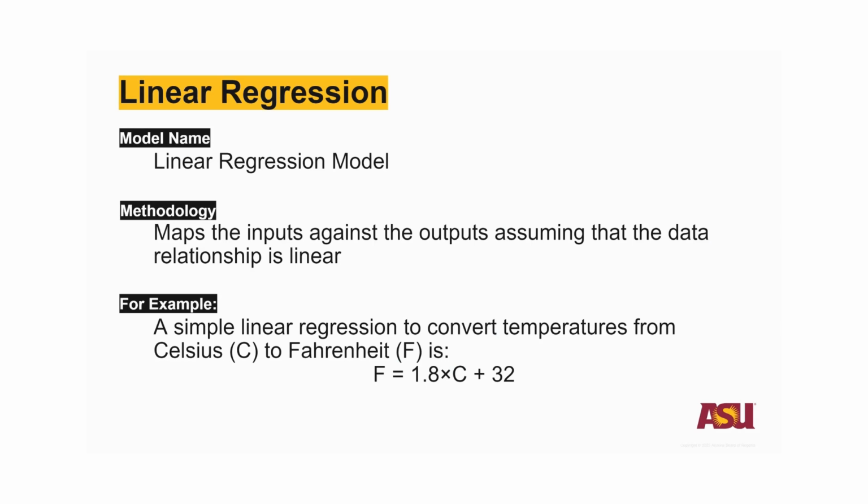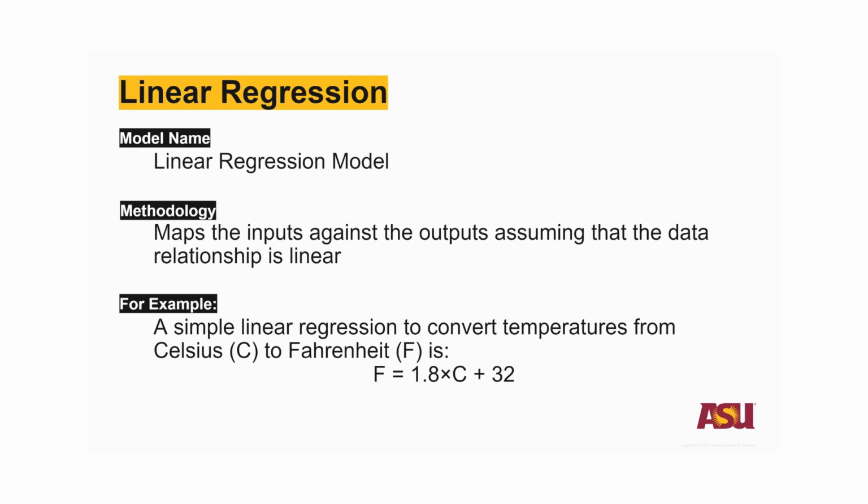To make the foundation of our model, we started with the linear regression. What this basically does is it maps the inputs against the outputs, and it assumes that the data relationship is linear. As you can see, an example has been provided for the conversion of degree Celsius into degree Fahrenheit, in which we have this equation: Fahrenheit is equal to 1.8 times degree Celsius plus 32. It's a kind of linear equation model which we have learned, which is y is equal to mx plus c, where m is the gradient and c is the intercept.